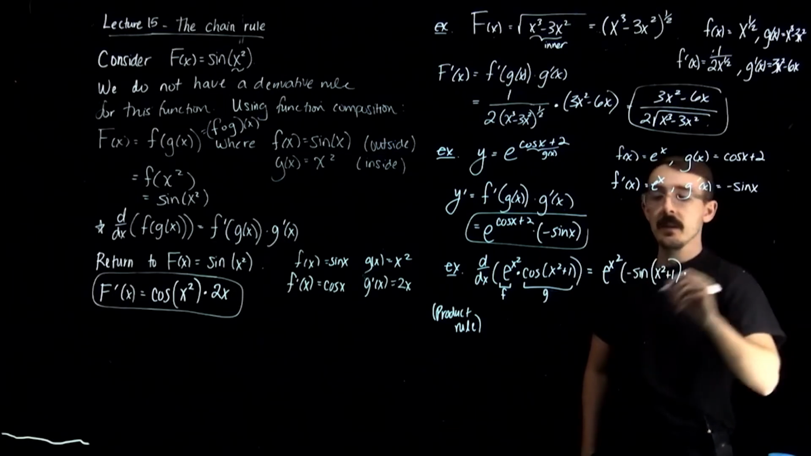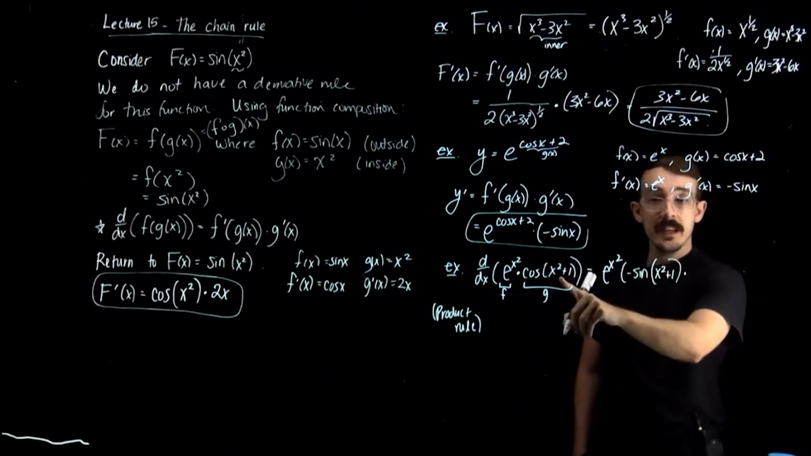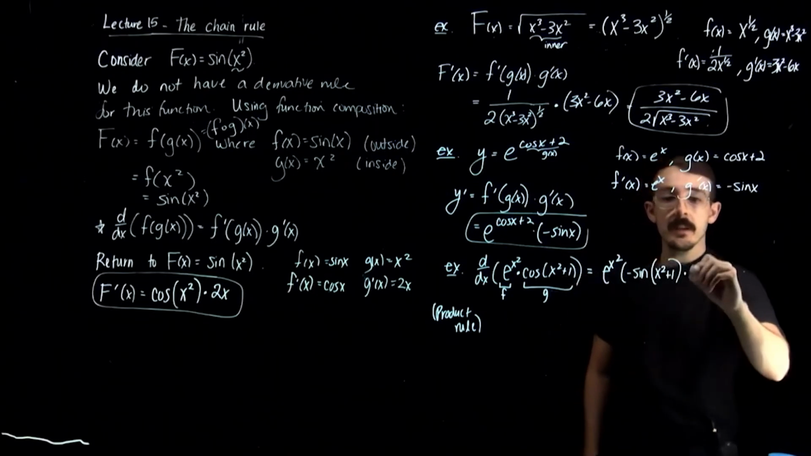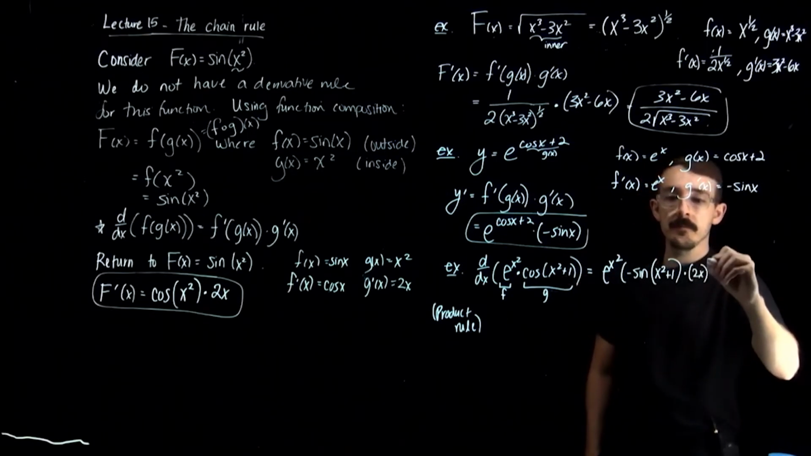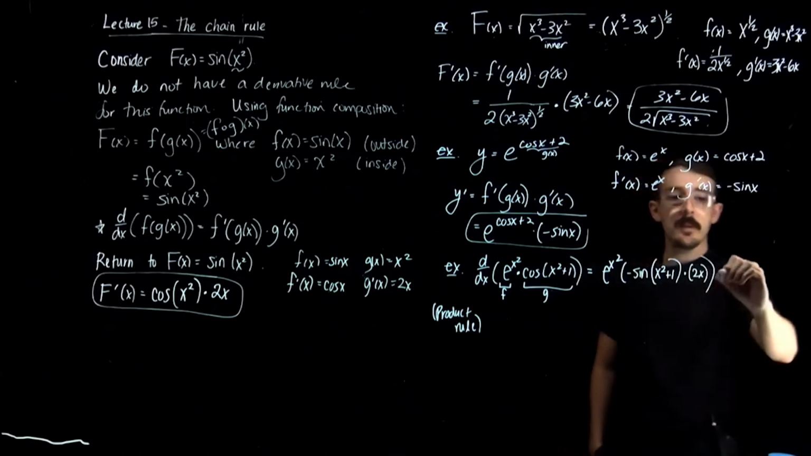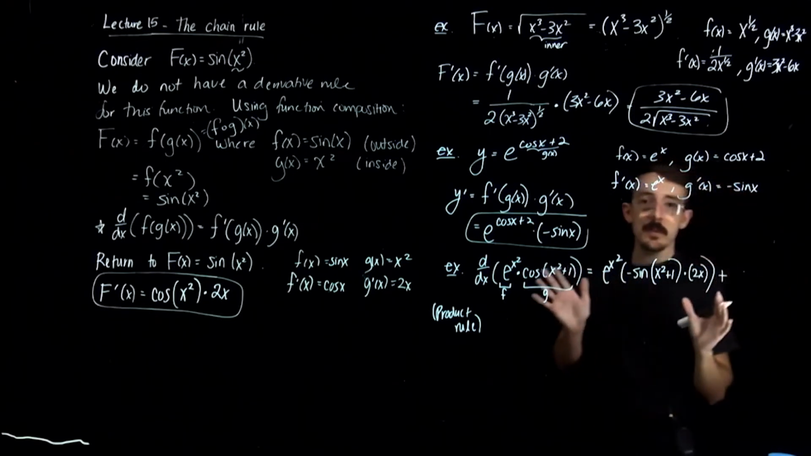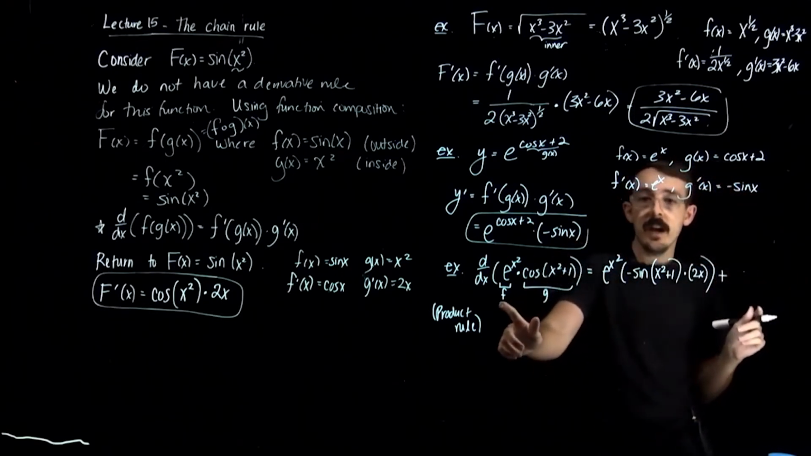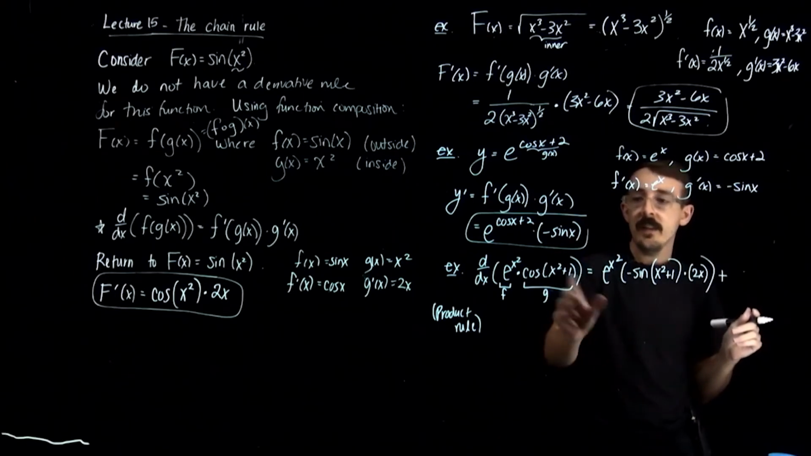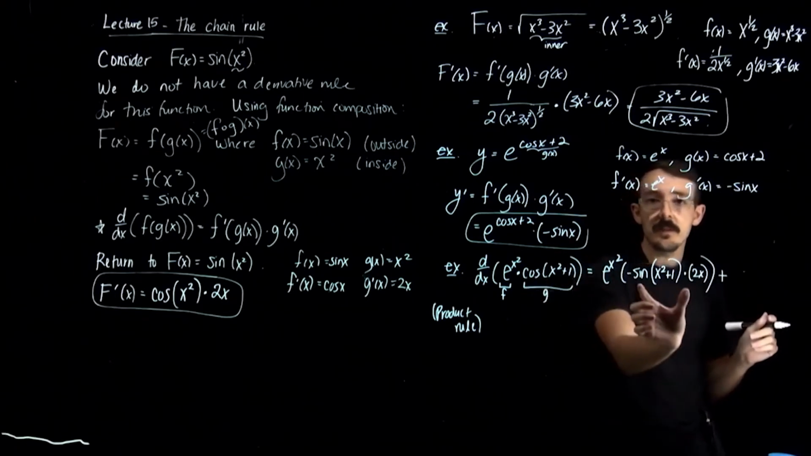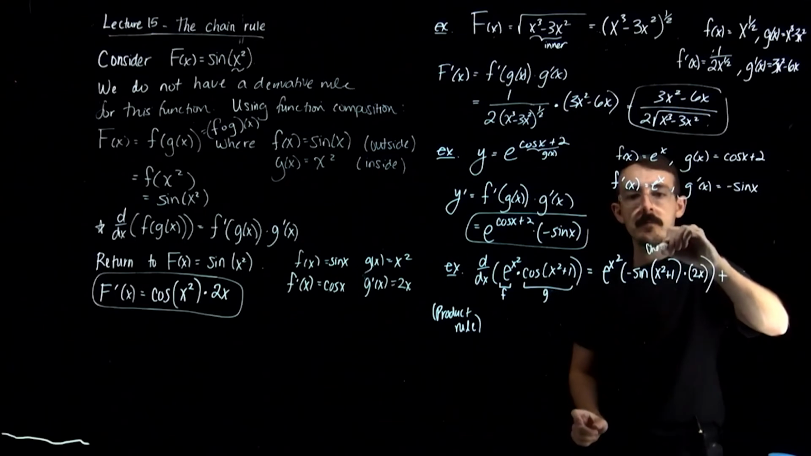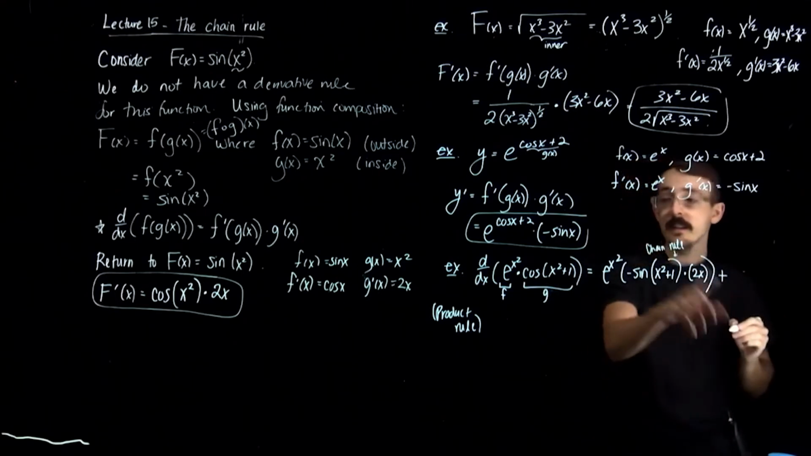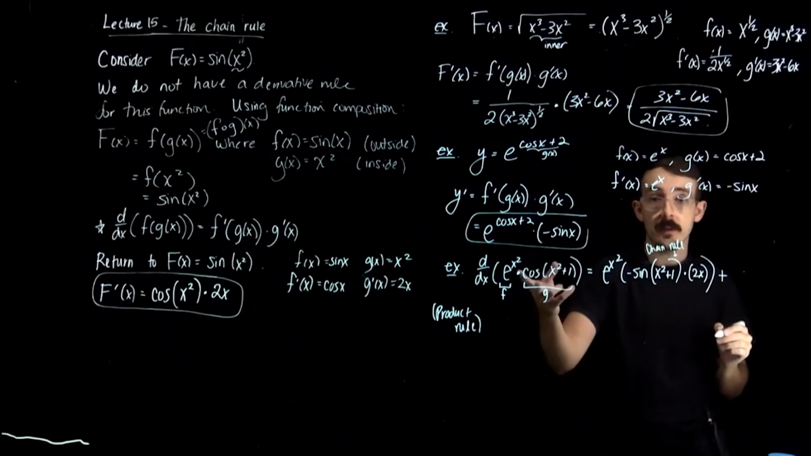And then times, what's the derivative of the inner function, g of x? That's going to be 2x. Plus, so don't lose sight of what we're doing. All I've done is I've taken f, I've rewritten it, and then this is the derivative of g using the chain rule. Now I do plus, and I switch the order for the product rule.